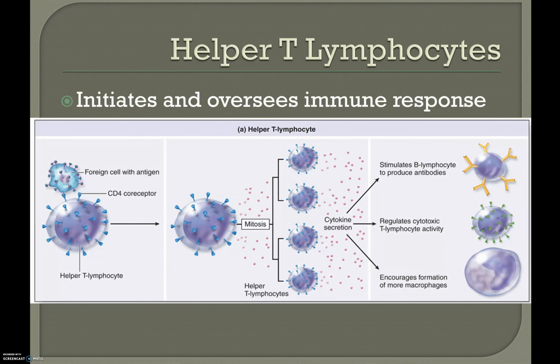Therefore, to review, helper T lymphocyte encounters a foreign antigen. As soon as it encounters an antigen, it starts producing cytokines and divides rapidly by mitosis. These cytokines trigger production of other lymphatic cells that ultimately elicit a proper immune response. Good?